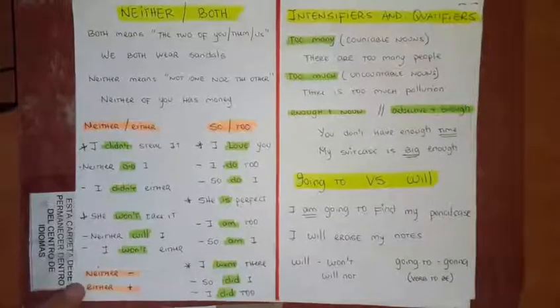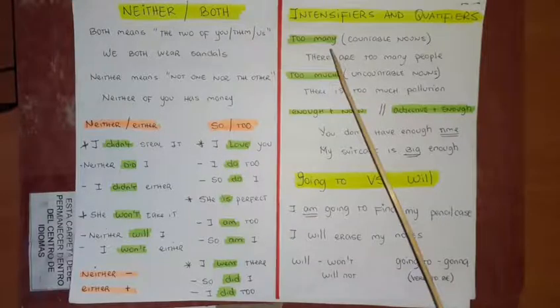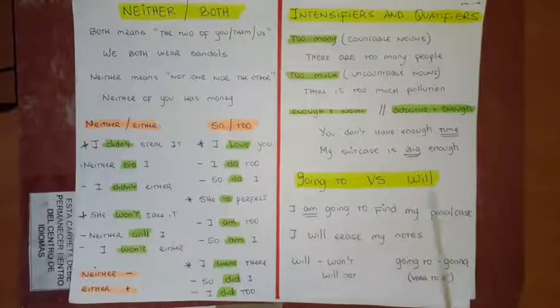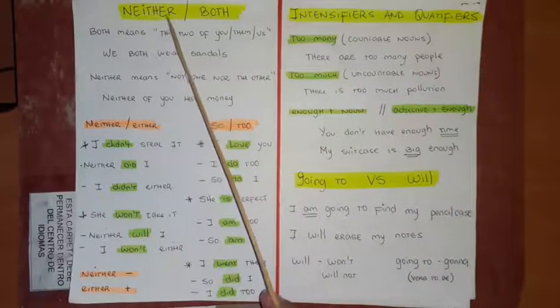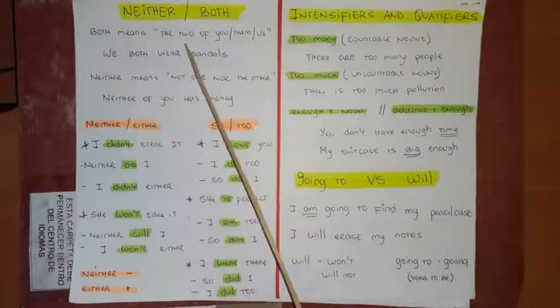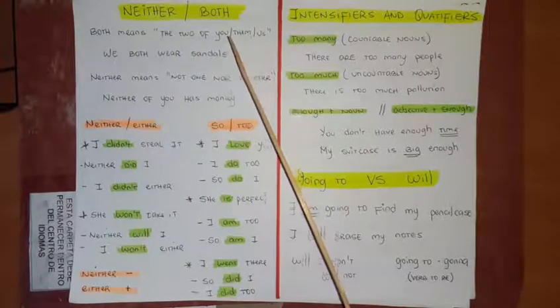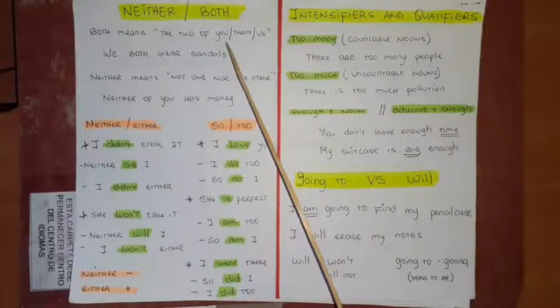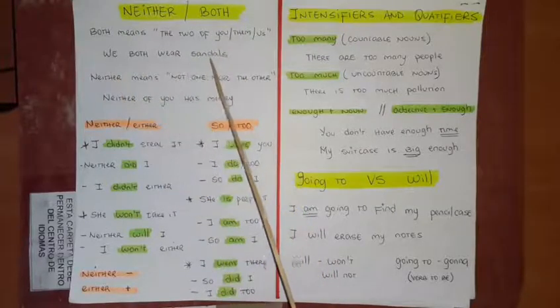Okay guys, so today we're gonna be talking about neither and both, intensifiers and quantifiers, and going to versus will, okay? In this case, we have neither and both. Both means the two of you, them, or us, okay? Both of you, both of them, both of us. For example, we both wear sandals.